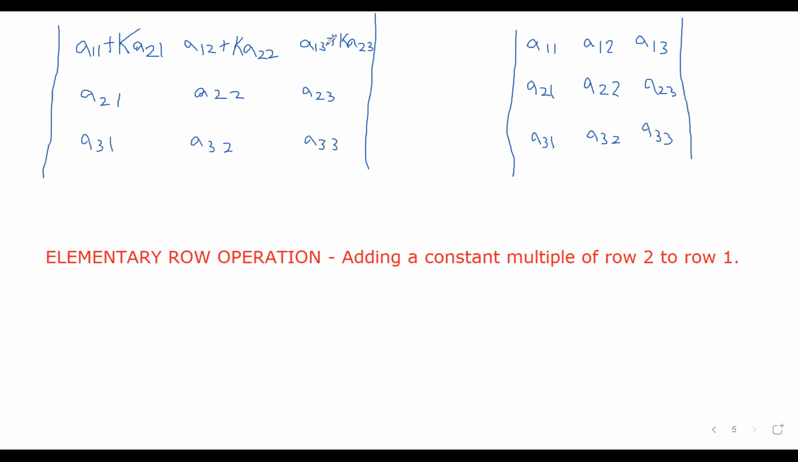The determinant of that resulting matrix is equal to the determinant of the original matrix. So when we add a constant multiple of one row to another, we do not change the determinant of the matrix. That's what this is illustrating.